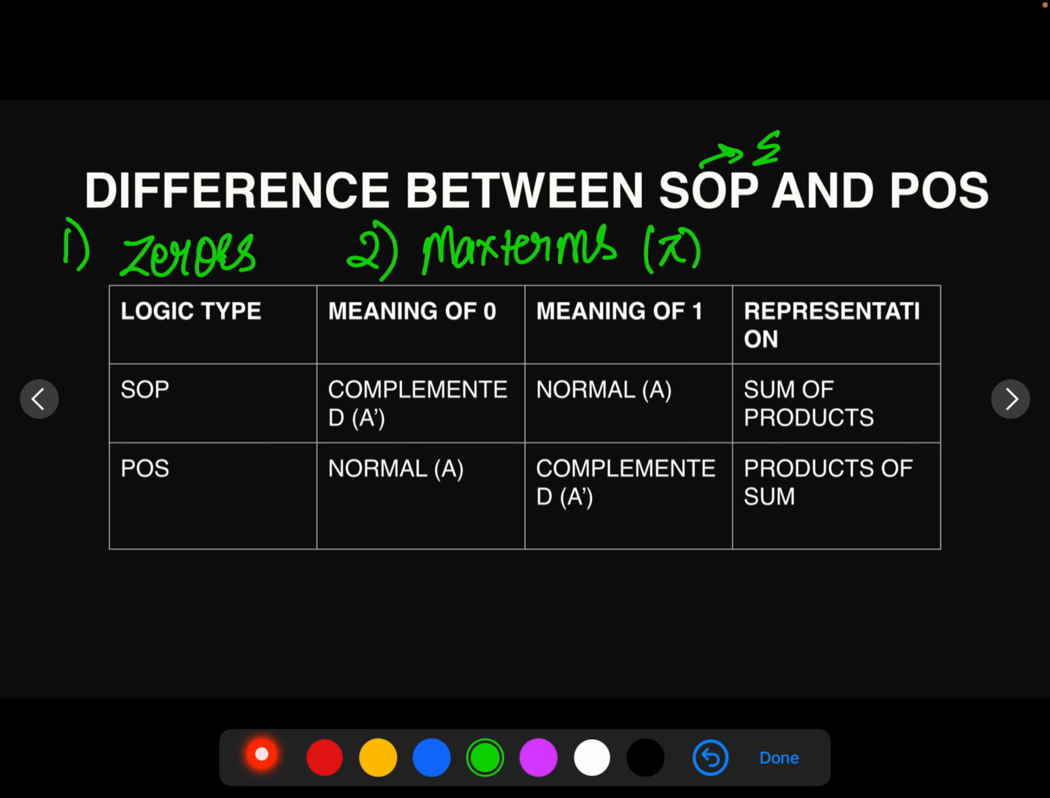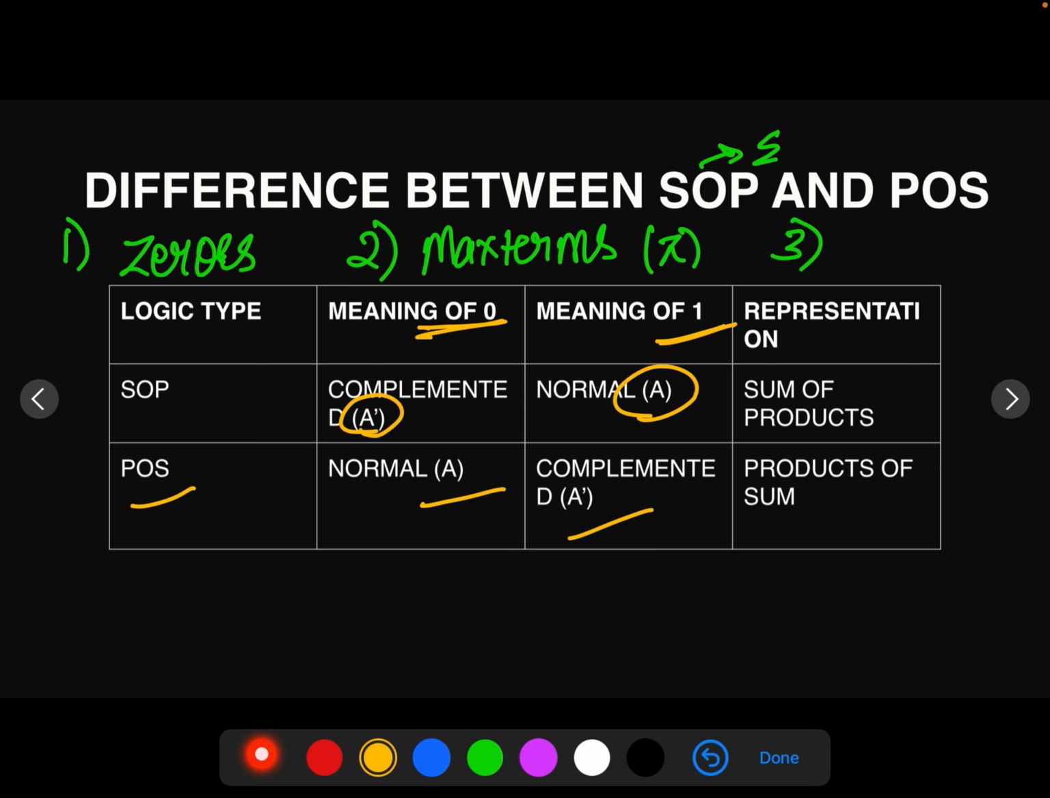The third and the most important one is the change in logic. If you look at this table carefully, you notice that in SOP, the meaning of 0 is the complemented form A dash, and the meaning of 1 is the normal form A. This completely inverts for a POS. The meaning of 0 becomes the normal form A, and the meaning of 1 becomes the complemented form A dash.